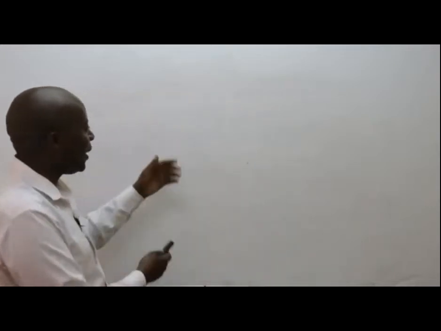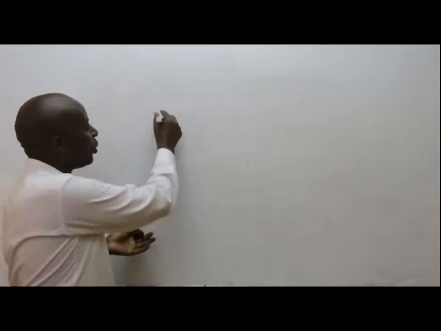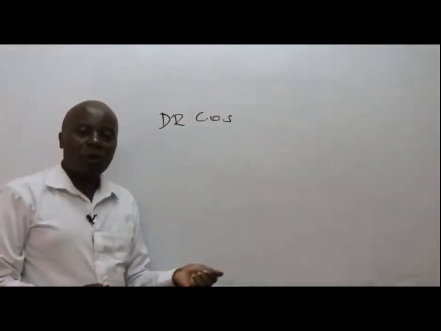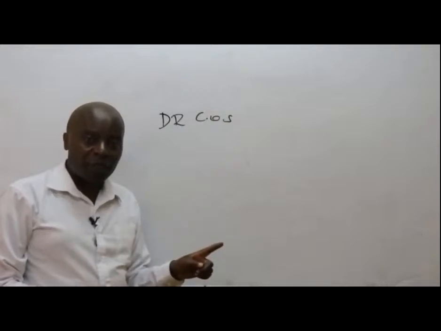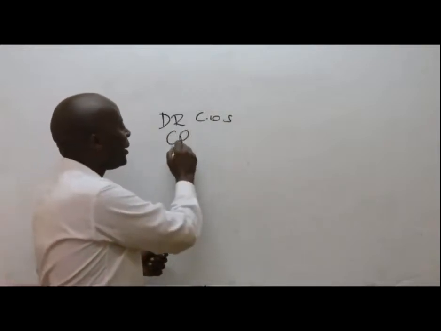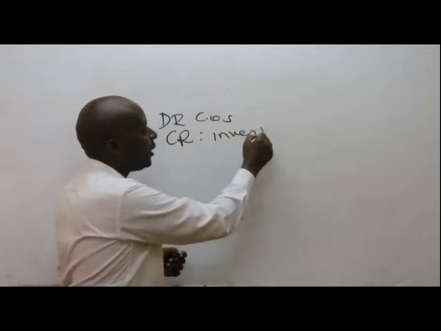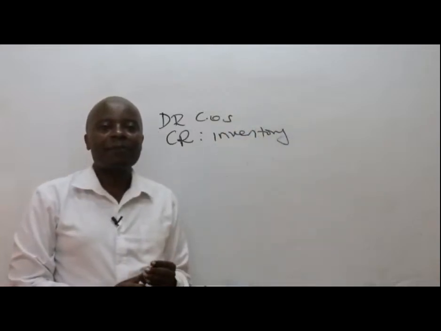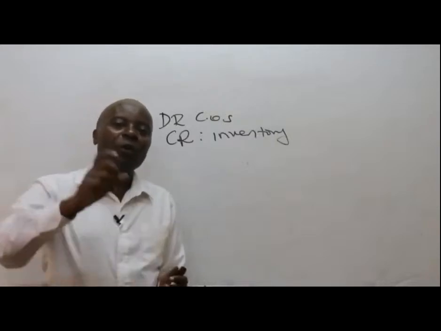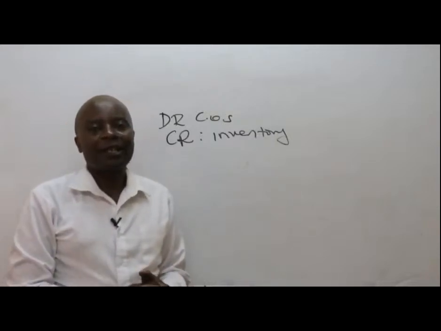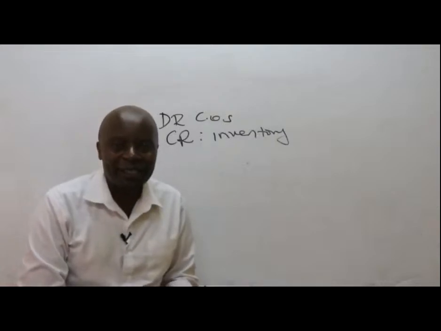The general entry, like I've said here, you will debit your cost of sales. Debiting your cost of sales means you are increasing the cost of sales. And then we'll credit the inventory in your income statement. So when you credit inventory, what does that mean? You are reducing the inventory. I hope that has answered your question.